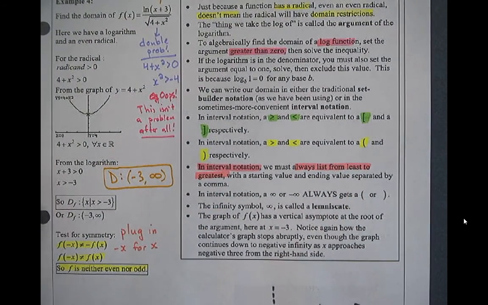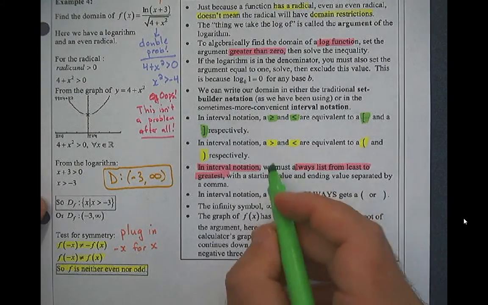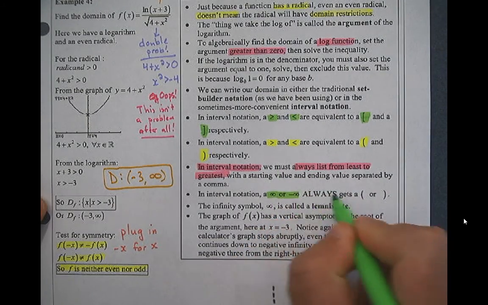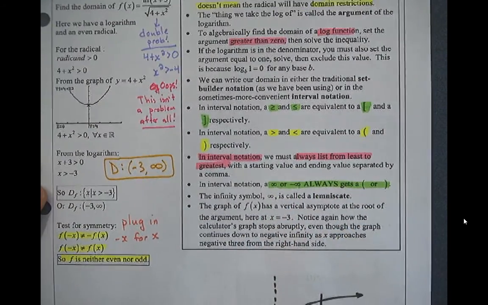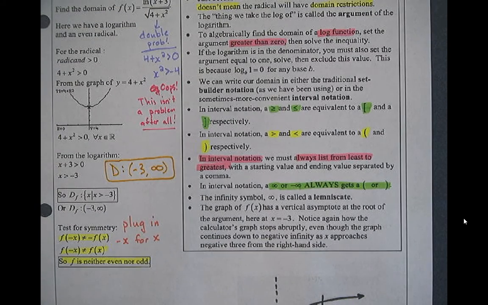So we never write infinity, comma, -2, because -2 is smaller than infinity. In interval notation, the infinities always get parentheses. Remember, we can never include those.